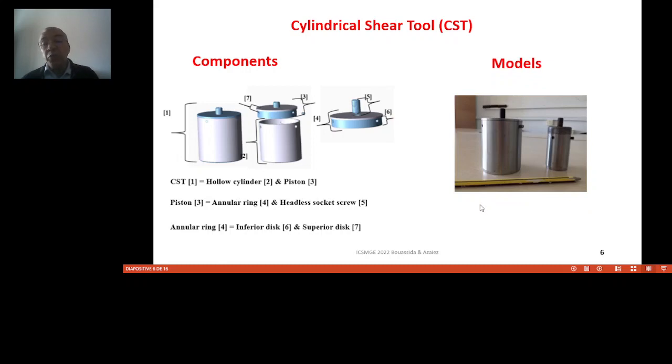We manufactured two sizes of the CST, or two models. One is the big size tool with a height of 100 millimeters and an inner diameter of 60 millimeters, and a small size tool with a height of 70 millimeters and an inner diameter of 35 millimeters.